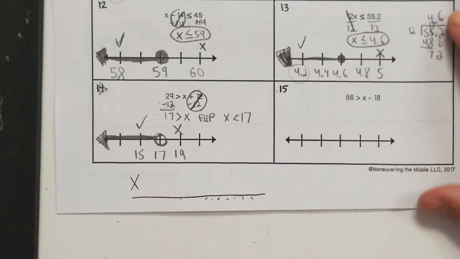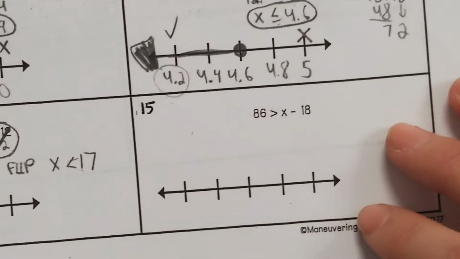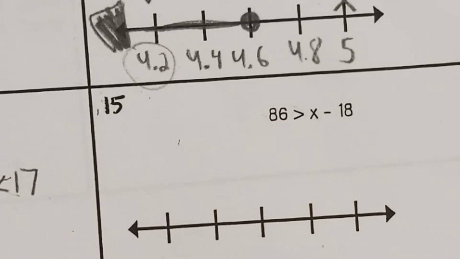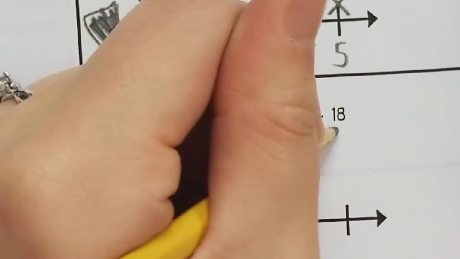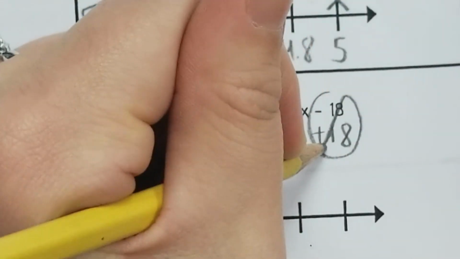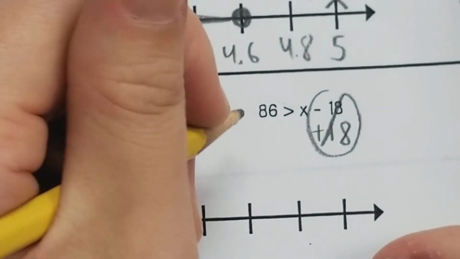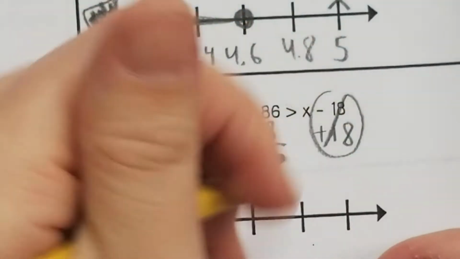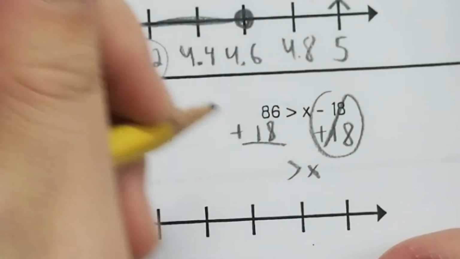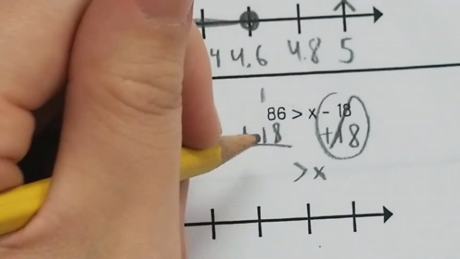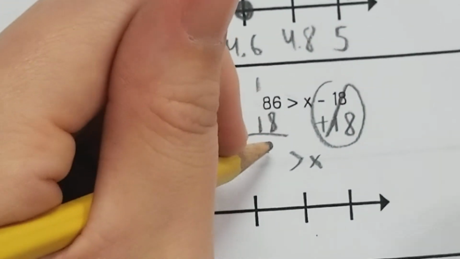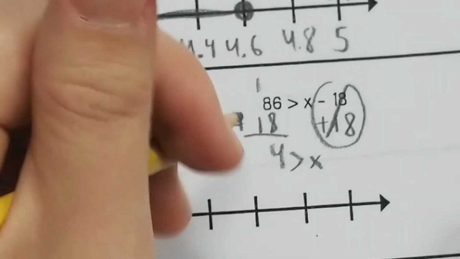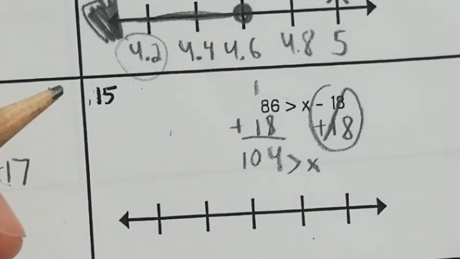And last but not least, we have number 15, which is, wow, a similar concept because the x is on the quote-unquote wrong side. I'm just going to do this by making a zero pair of negative 18 and positive 18. I'm going to be doing positive 18 on the left side as well. So if x is greater than 8 plus 6, which is 14, and then 104.